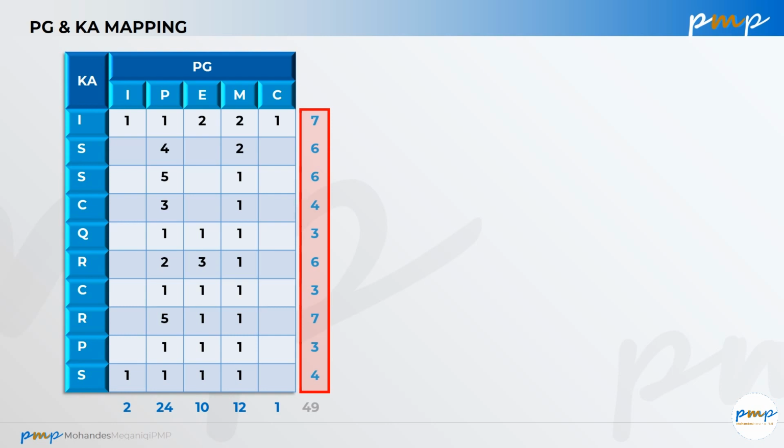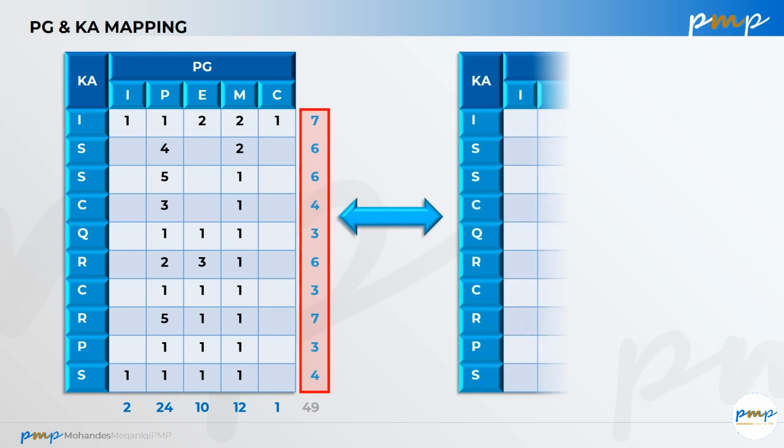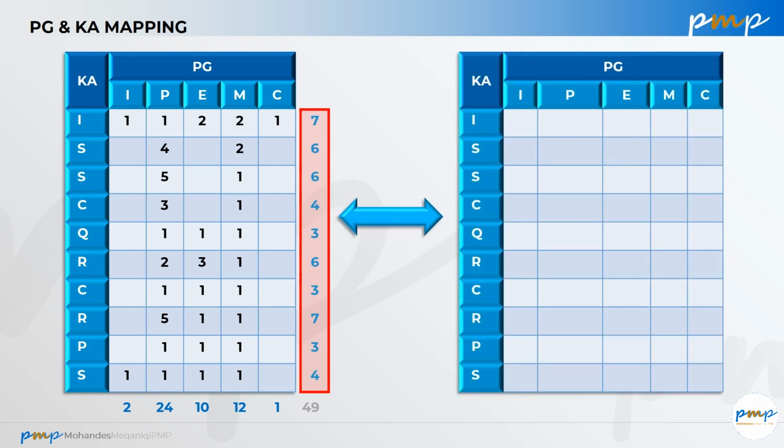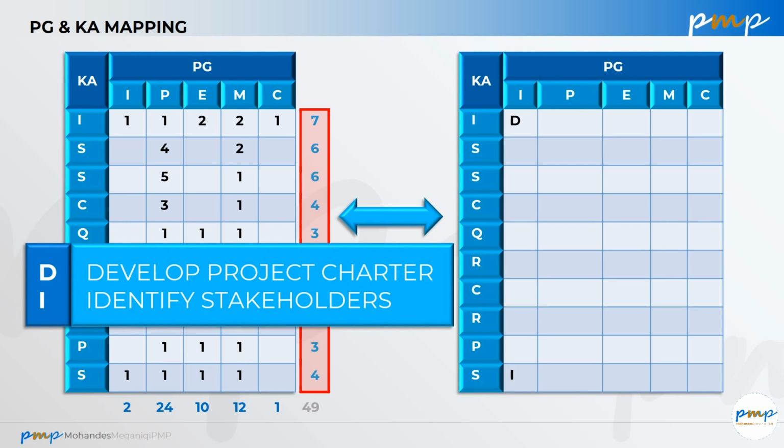Now that we know the process group and knowledge area, let's dive right into the 49 processes and memorize those. Let's start off with our initiating process group. The quick way to help you memorize the 2 processes in initiating is to keep in mind these 2 letters, DI. These are the first letters of the processes in initiating, which are develop project charter and identify stakeholders.